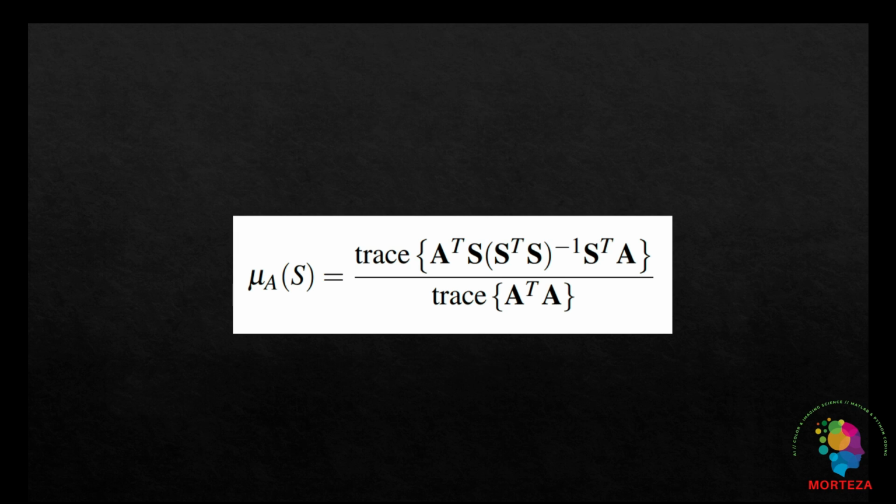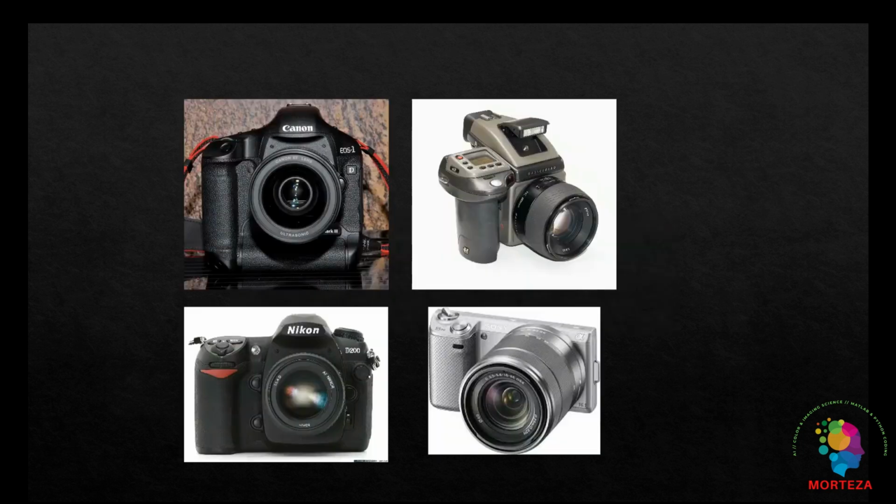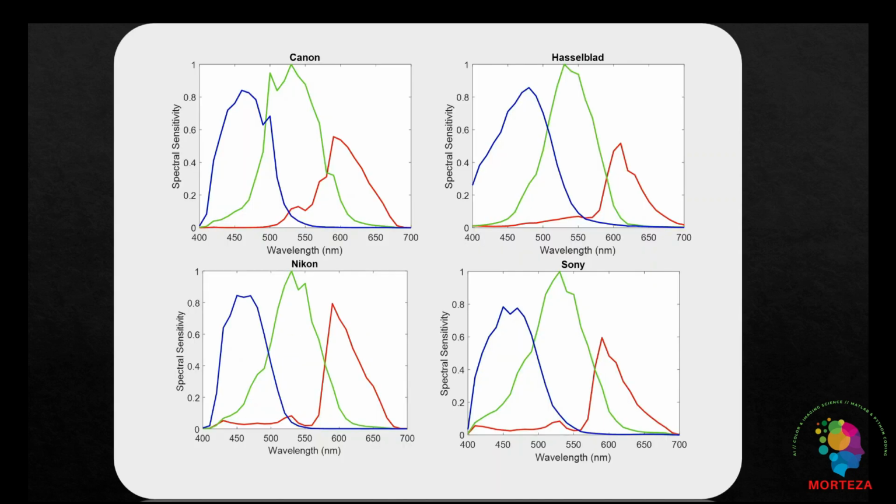Using this method, we don't need any target and we don't need to go through the long process of colorimetric characterization as explained in my former video. In this video, I will use 4 cameras to show you how this equation works and how it can help us predict the camera color reproduction ability. The 4 cameras are Canon, Hasselblad, Nikon, and Sony, shown as follows. Here are their spectral sensitivities. As you can see, Canon, Hasselblad, Nikon, and Sony. Now we're going to use these spectral sensitivities and predict the camera color quality.